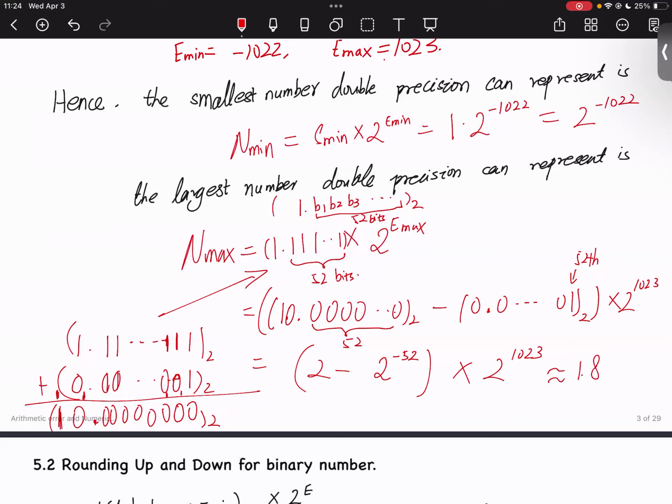equal to 1.8 times 10 to the power of 308. This is the base-10 representation here. If I don't use the subscript 2, then all of these should be base 10, okay? And this is the maximum possible number that can be represented by double precision, and that is the smallest absolute value that can be represented by double precision. Any questions here?